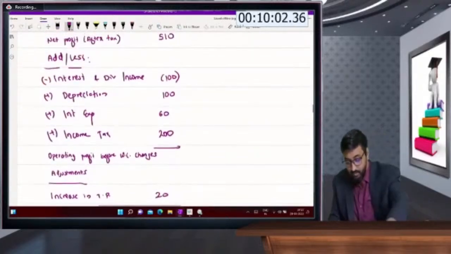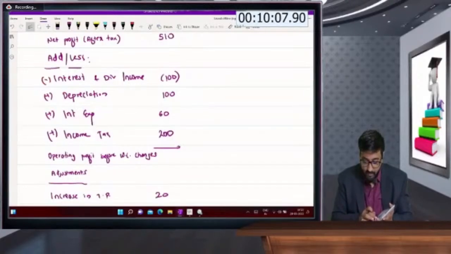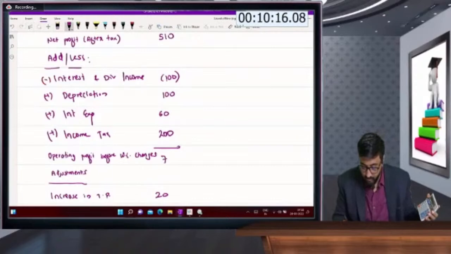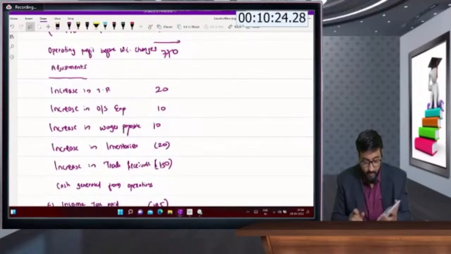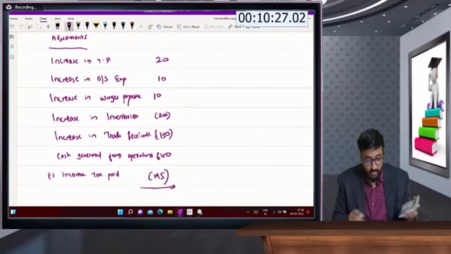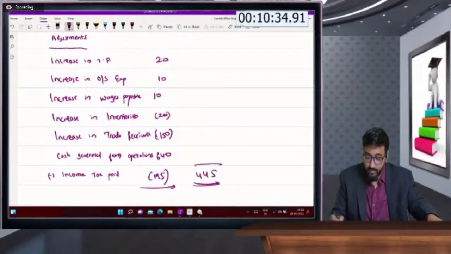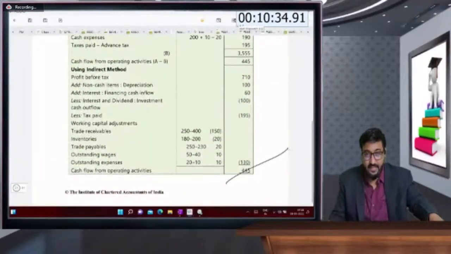Now let's see what is the operating profit before working capital changes. 510 minus 100 plus 100, therefore net 0, plus 60, plus 200. So I'm getting 770 over here. 770. Operating profit before working capital changes plus or minus 20, so plus 20 minus 150. I'm getting 640 over here and minus 195. I'm getting the answer 445. Let's check the answer. 445. 10 minutes 33 seconds. Yes, 445.